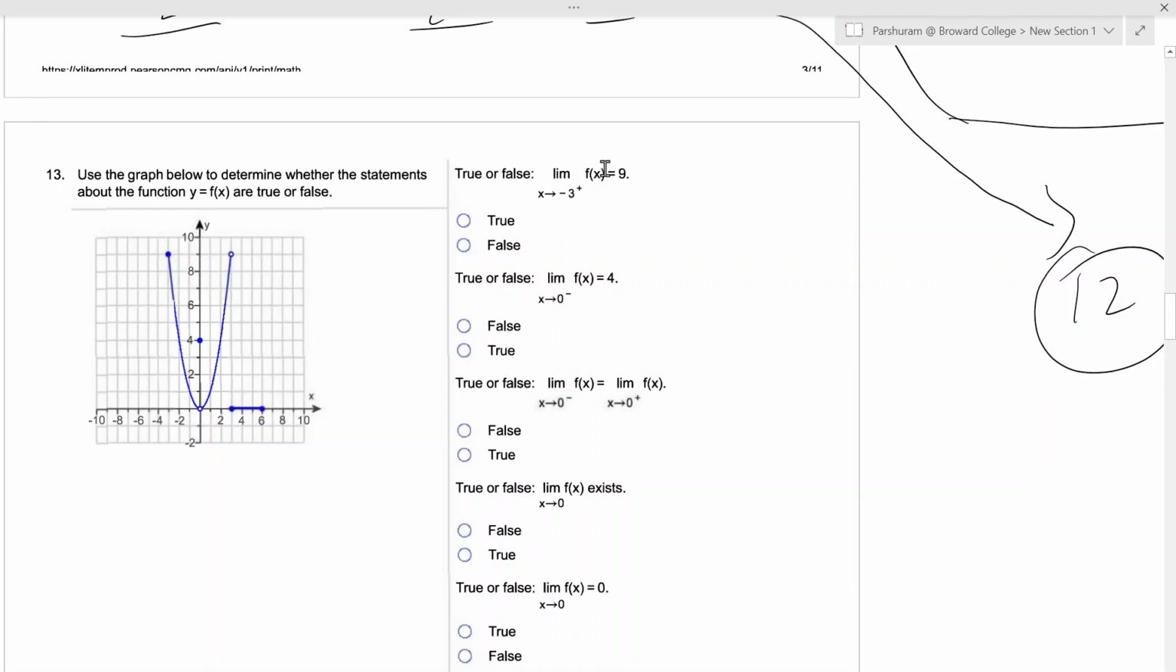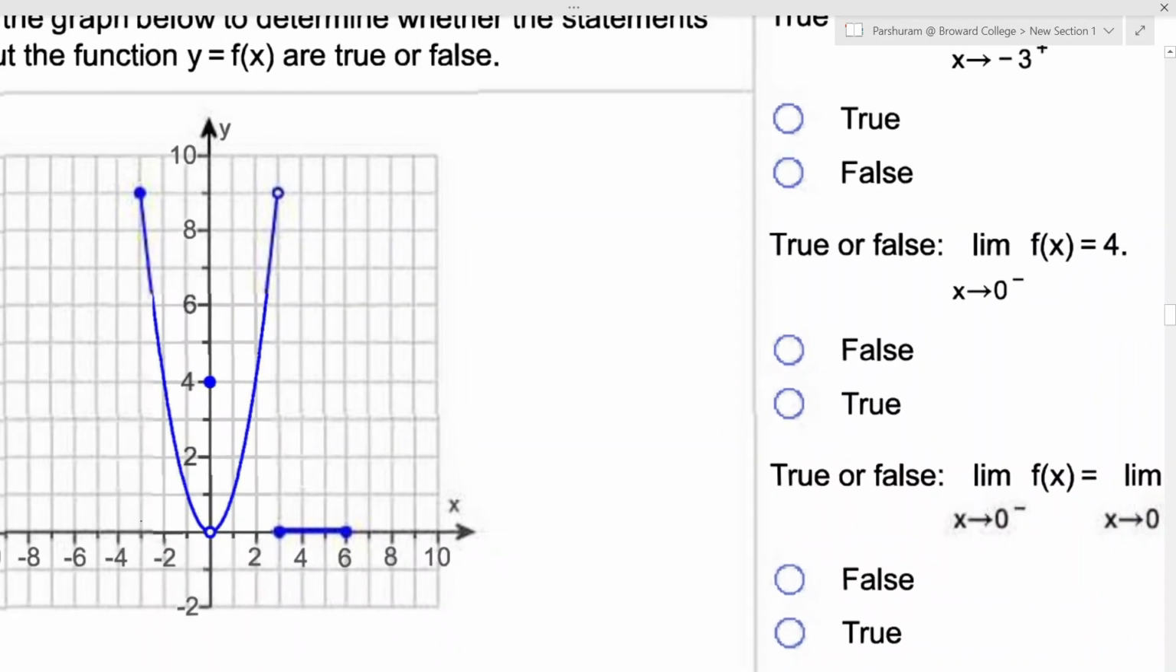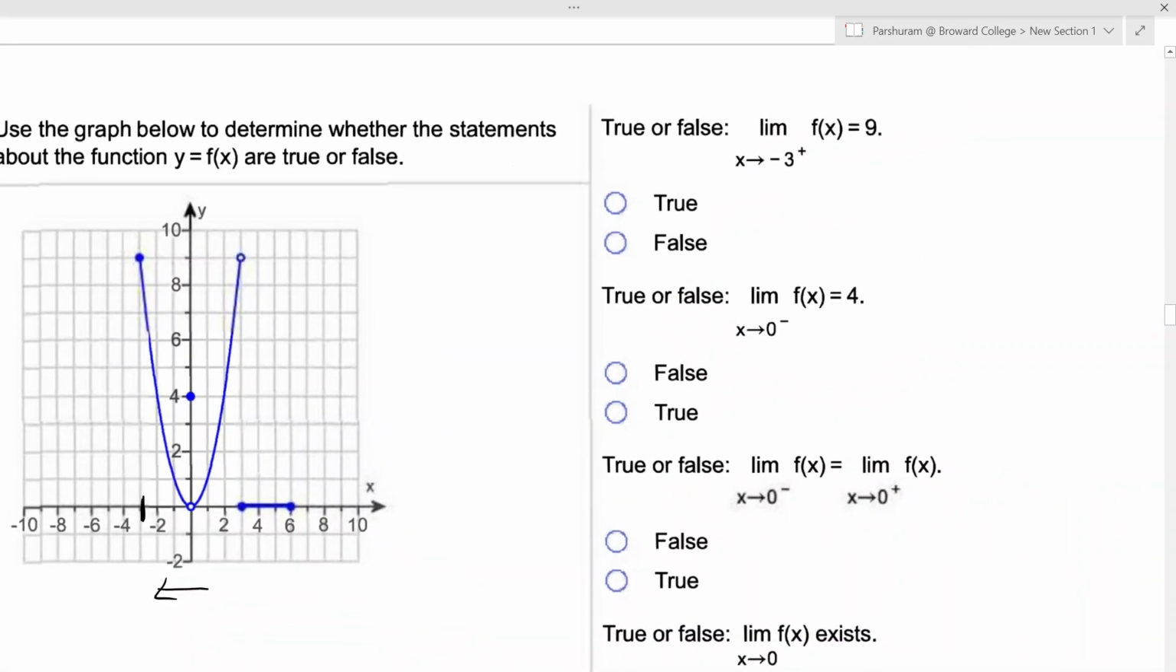The limit of the function when x approaches -3 from the right side is 9. So look at -3. -3 is here. From the right side means from this side. The graph is approaching 10. So here it says 9. Oh yeah, the graph is approaching 9. That's right. So the answer is true.